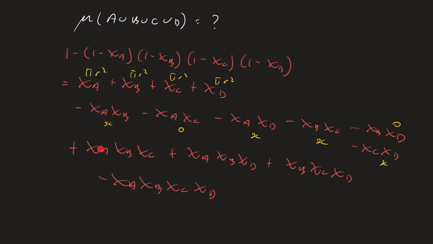Our 4 circles, we don't have any 3 of them intersecting, so these terms are all 0, and also all 4 circles, they don't intersect either. Or technically you can say they intersect in a single point, but a single point has got 0 area.